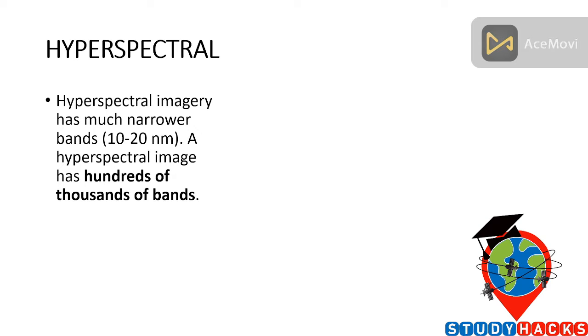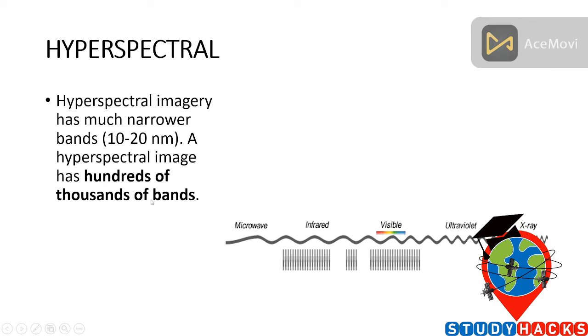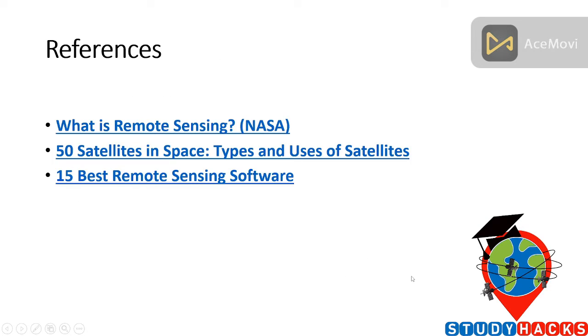And hyperspectral imagery has a lot of narrow bands, hundreds or thousands of narrow bands. Here you can see it is divided into even narrower bands, and the number of narrow bands will be hundreds or thousands. This is hyperspectral remote sensing technique. Okay, so this is a reference about that.